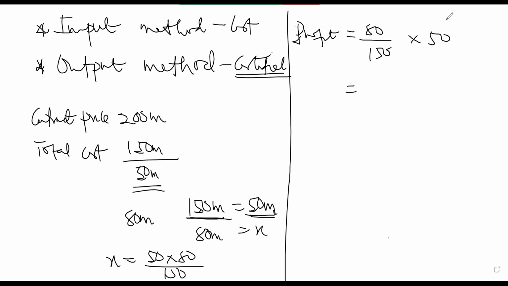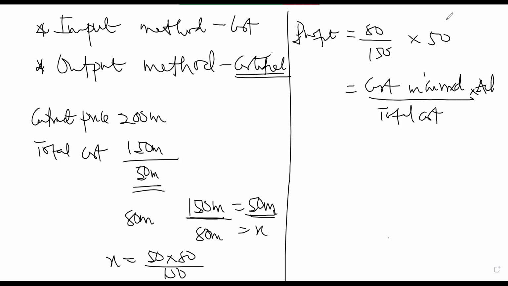Let's now come here. This is the cost incurred to date, which is the 80, over the total cost of the contract, the 150, times the overall profit from the contract. And this is what we call the input method. If you want to find the profit, you use the cost incurred to date, find the proportion of the total cost, then apply it on the profit. That's how we find the profit.